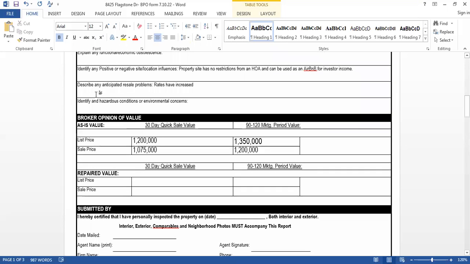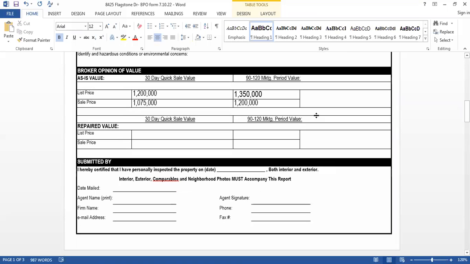Here we are. And so then you have any anticipated resale problems. I put here, the mortgage rates have increased. That's going to be a resale problem for almost every home out there. And then on this house, where we priced it for a 30-day quick sale, we priced it at 1.075. But for a 90 to 120-day mortgage period value, I would go up more, test the market, see what the market says, and I would try to sell it at where I'd listed this one at the 120 day. So 90 to 120 days is always going to try to be pushing the market.